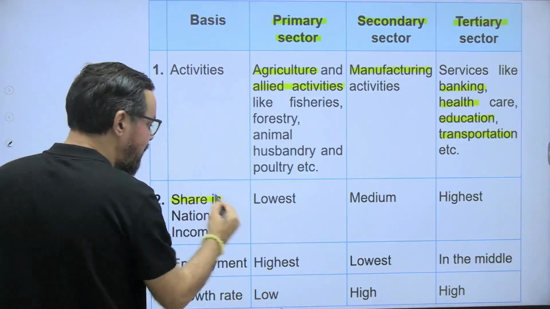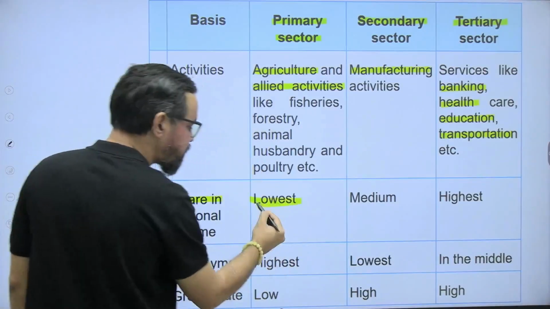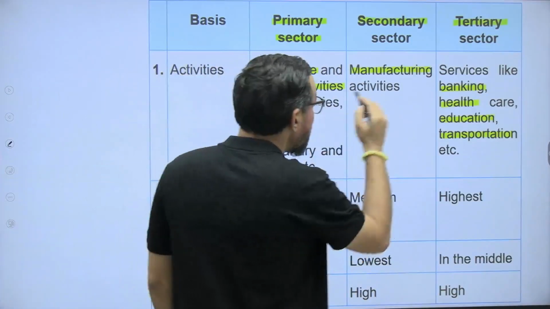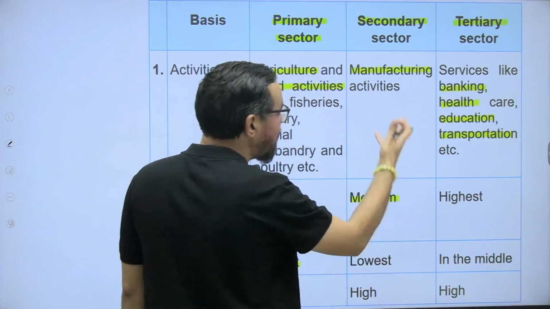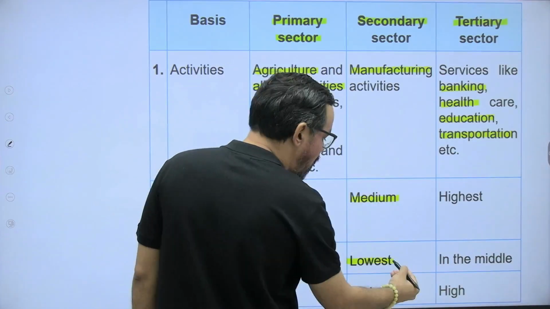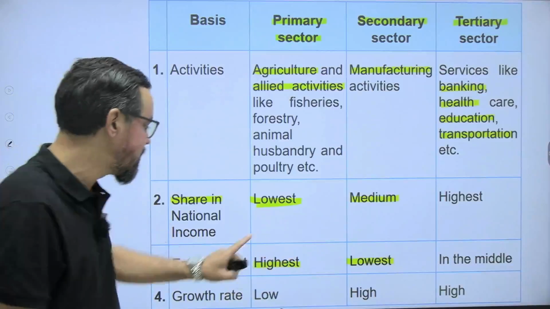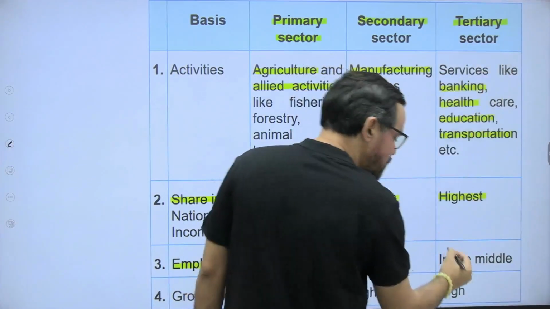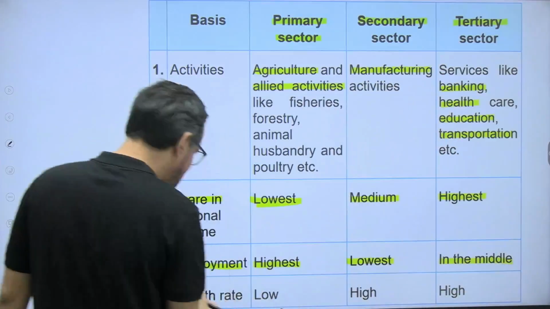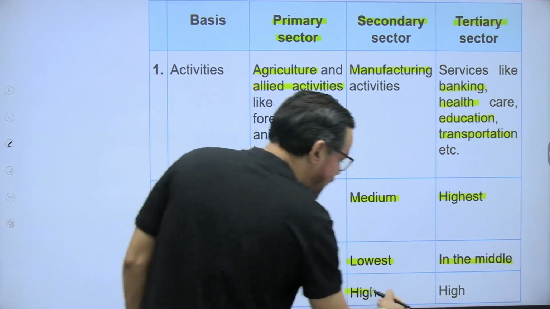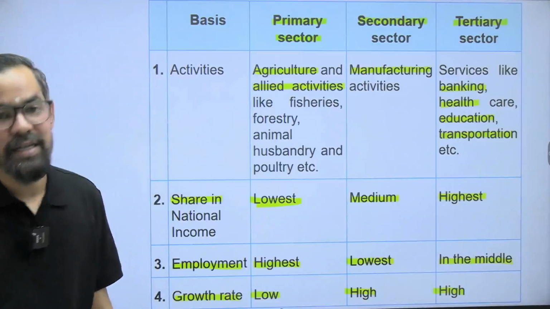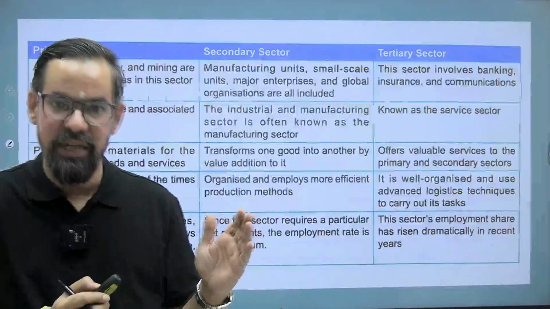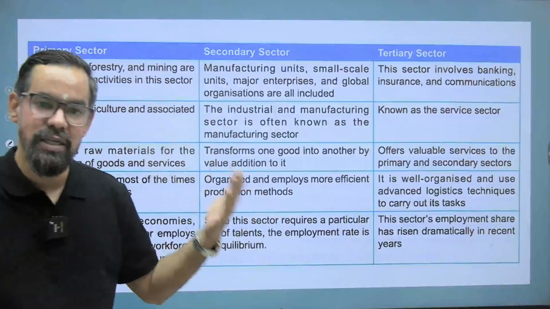Activities, then share in national GDP, we have lowest, but that employment and dependency is highest, right? And secondary sector medium in term of contribution, in term of employability it is at lowest, okay? And in term of contribution, tertiary sector contribute the maximum, it is at middle, and the final one is growth rate low, high, basically as per the recent trend. So with this particular one you get an idea around all these three sectors. Now we will be discussing all these three sectors in detail.